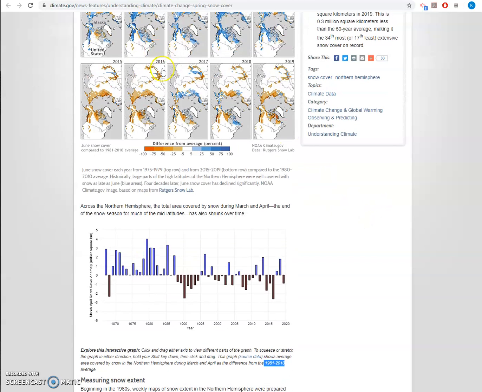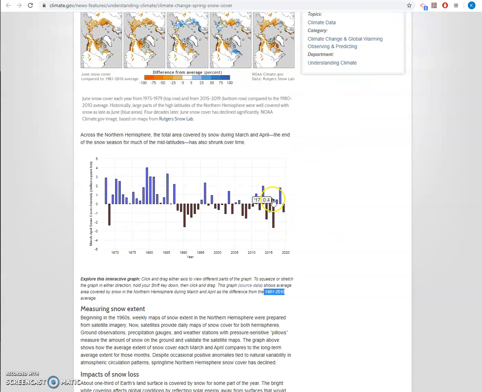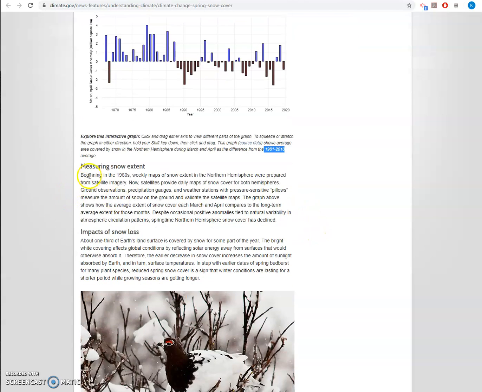But if you look back up here, these two graphs are showing that there's actually some additional snowfall in 17 and 18, and you'll see the same thing here on this graph. The anomaly is actually higher, but most of the time on average we're seeing less snow. Okay, so this actually does tell you how you measure snow extent.